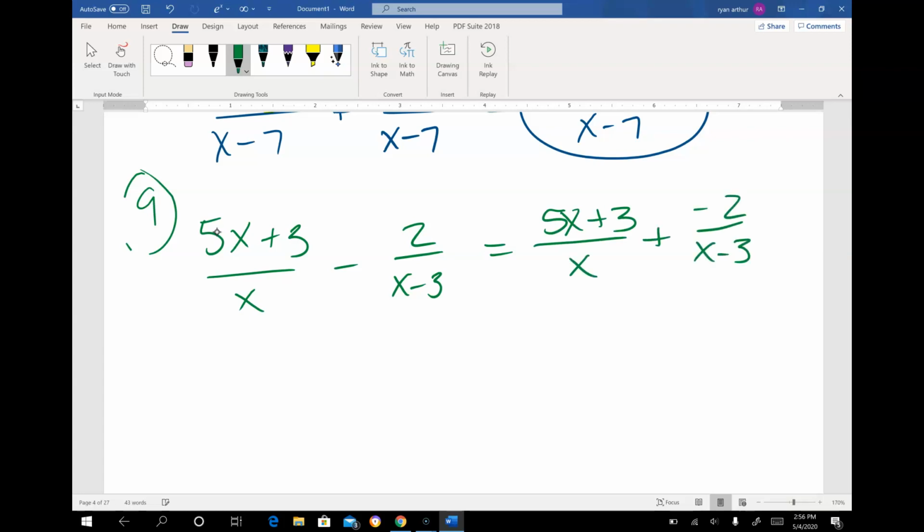Now, these two have nothing in common. These are two different factors. X is a whole different factor than x minus 3. So that means I need to multiply this side by x, and I need to multiply this side by x minus 3. Now this you're going to have to do the box.